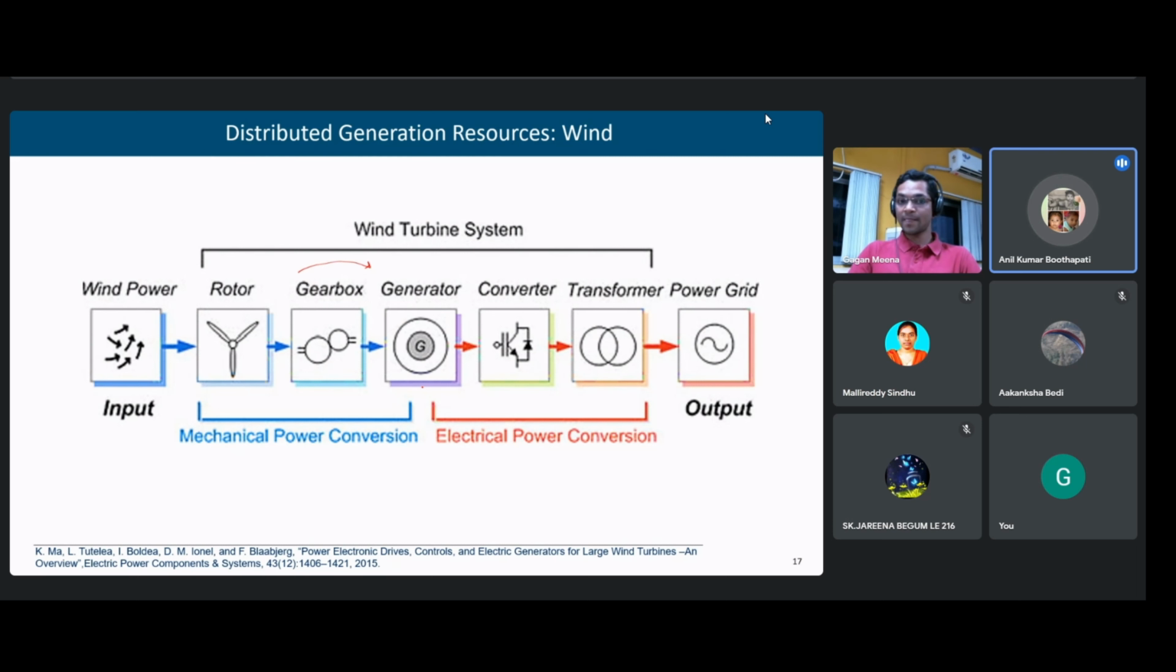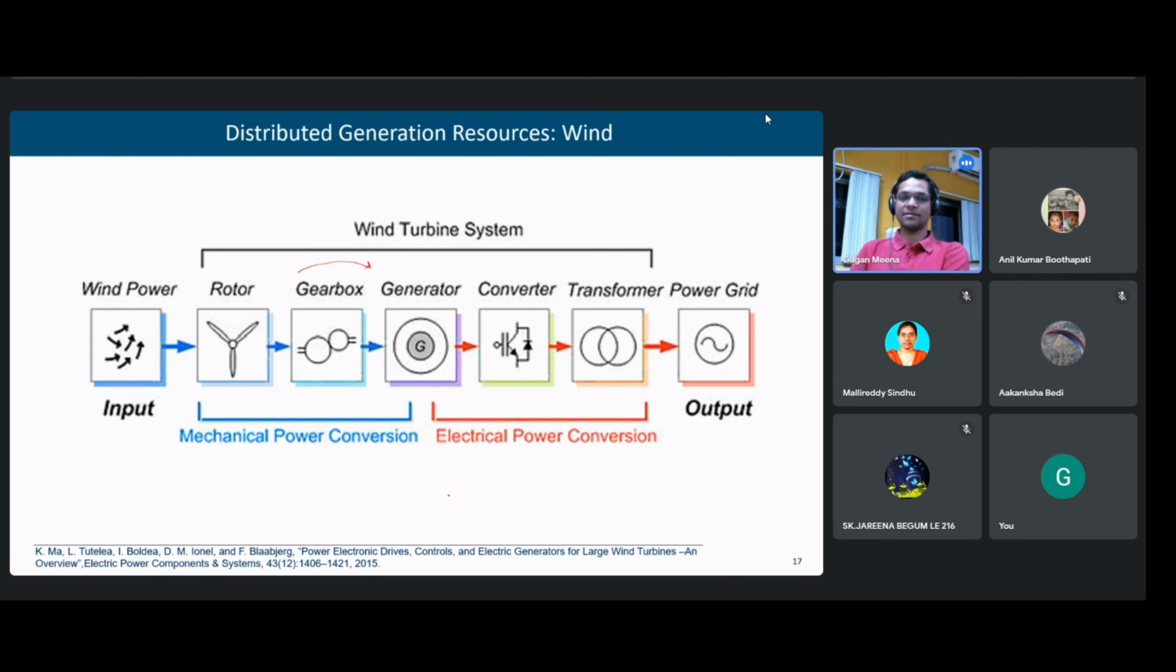Yes, when the wind is high, the rotor blades will rotate at high speed. When the wind is high, the rotor automatically speeds up. At that time, the gearbox has to adjust the gears to control the speed, right? In that sense, we can say yes, to maintain the constant speed.